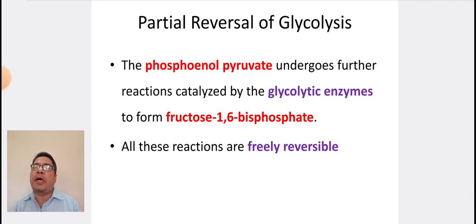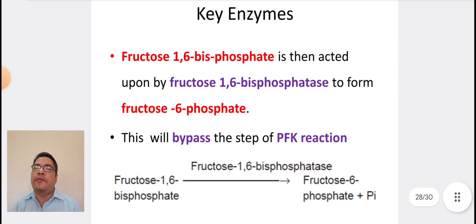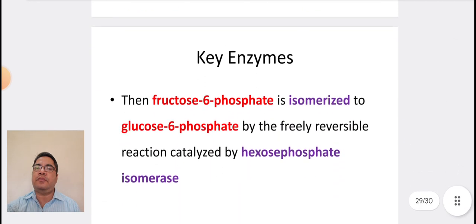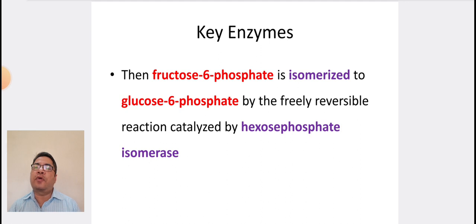Coming to the next point, partial reversal of glycolysis. The phosphoenol pyruvate undergoes further reactions catalyzed by glycolytic enzymes to form fructose 1,6-bisphosphate. All these reactions are freely reversible. Fructose 1,6-bisphosphate is then acted upon by fructose 1,6-bisphosphatase to form fructose 6-phosphate. This will bypass the step of the phosphofructokinase reaction. Just as seen in the reaction, fructose 1,6-bisphosphate is converted into fructose 6-phosphate plus Pi in the presence of the enzyme fructose 1,6-bisphosphatase. Then fructose 6-phosphate is isomerized to glucose 6-phosphate by the freely reversible reaction catalyzed by hexose phosphate isomerase.